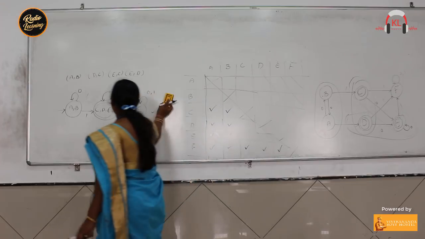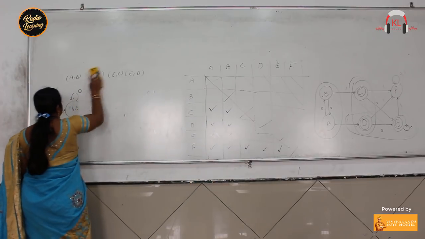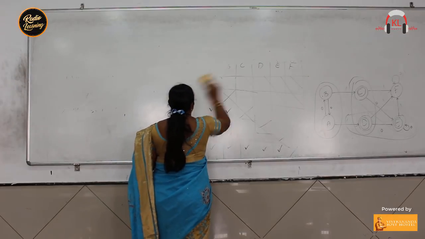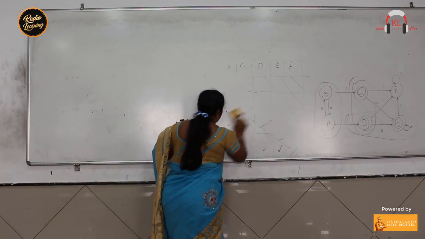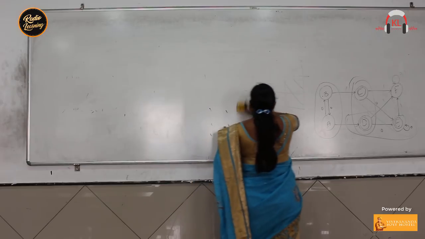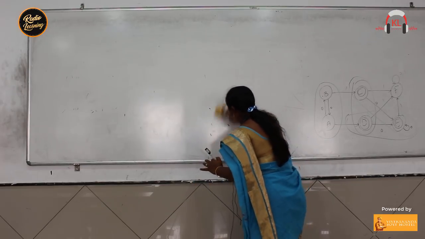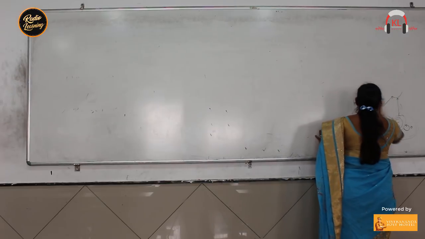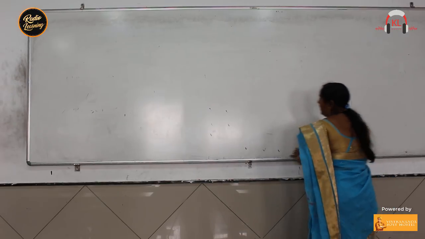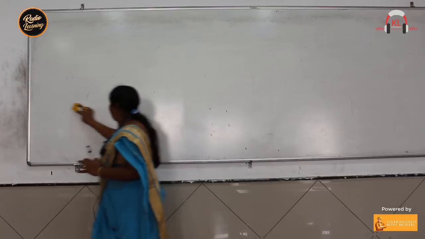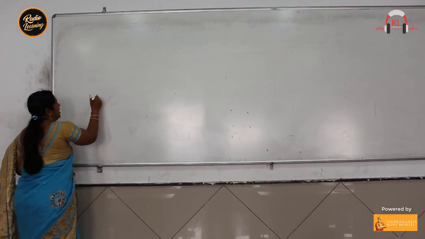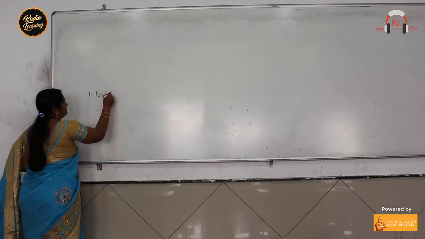Now we are going for the next concept. Now I am erasing here. Next, we are going for the next concept, pushdown automata. This problem, minimizing the given DFA, is a very important topic, and you have to understand how we are going to minimize the number of states. The next topic is pushdown automata.